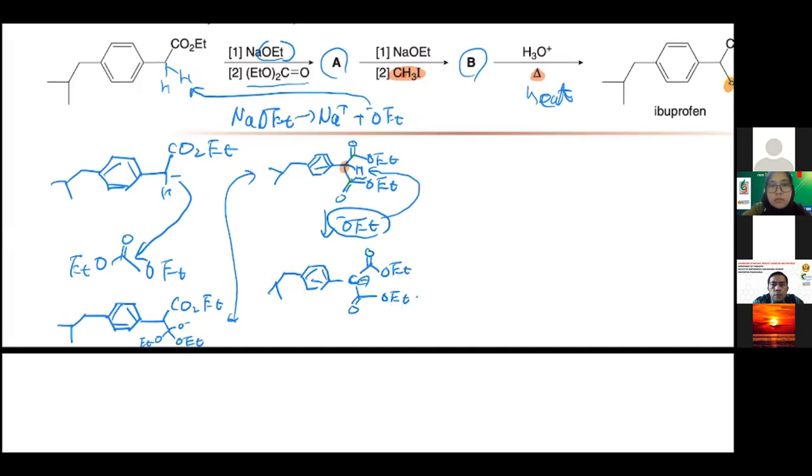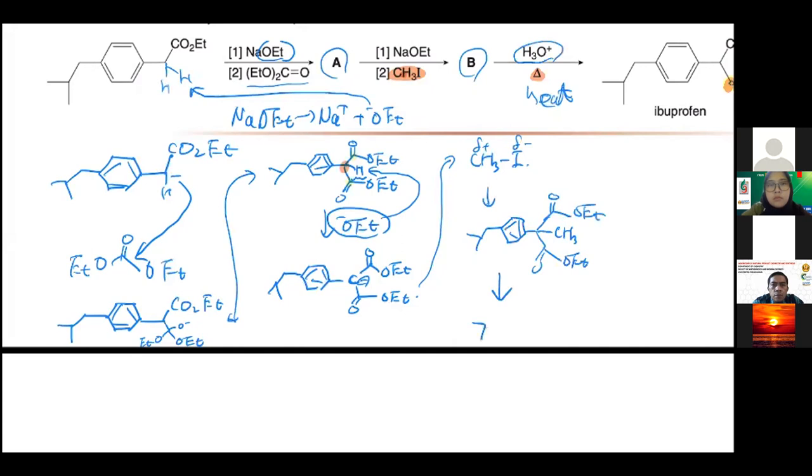Negative, and this one next reacts with methyl iodide, and the methylation occurs here. This is the negative, this is the positive charge, so the methylation occurred here. And next is the acidic solution, and the hydrolysis. This is an ester, so it changes to a carboxylic acid.